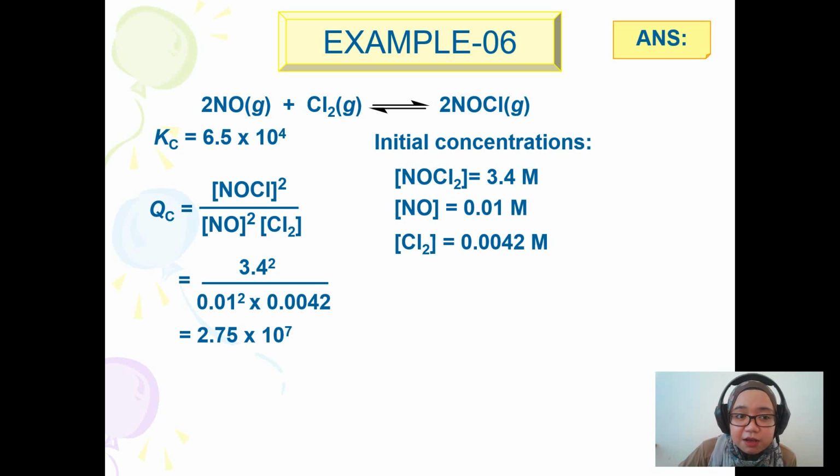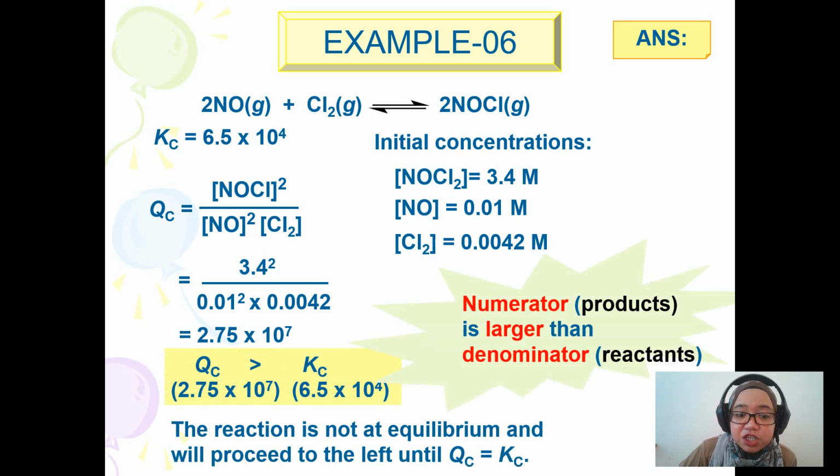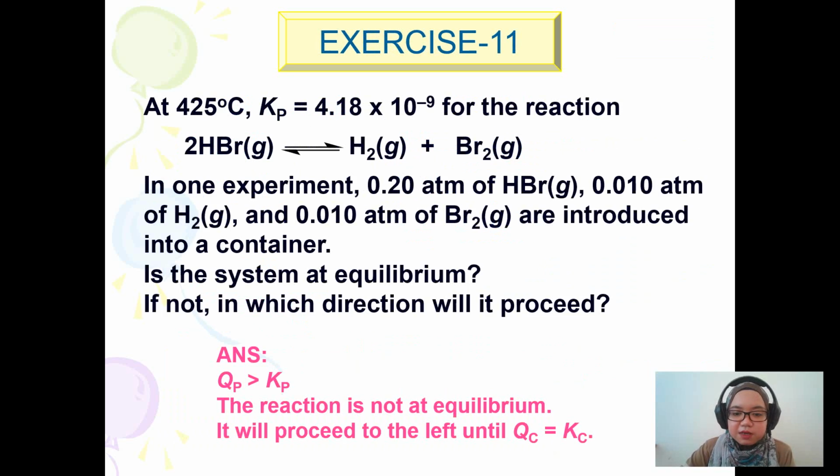Which is, Qc is larger than Kc. So when Qc is larger than Kc, the reaction is not at equilibrium, and the reaction will proceed to the left. Meaning it prefers forming more reactant until Qc equals Kc, or until the equilibrium is achieved. Okay, so this is how you solve this kind of question.